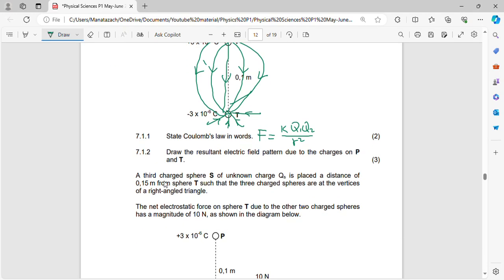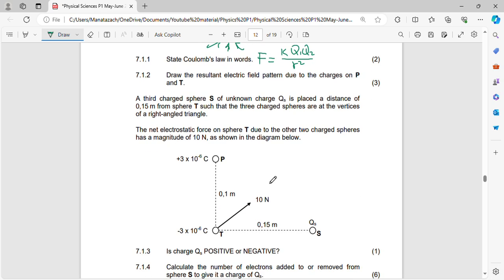Now let's go on to the next part of the question. A third charged sphere S of unknown charge QS is placed at a distance of 0,515 meters from sphere T. Here is QS, such that the three charged spheres are at the vertices of a right angle triangle. The net electrostatic force on sphere T due to the other two charged spheres has a magnitude of 10 Newton. So this is the F net, or the resultant force, is 10 Newton.